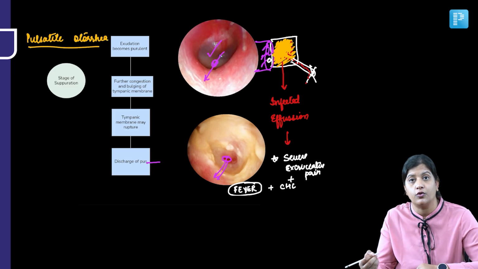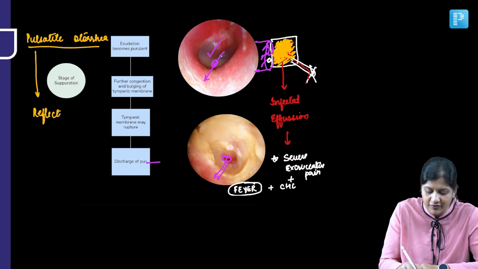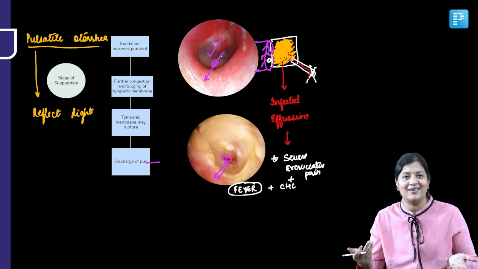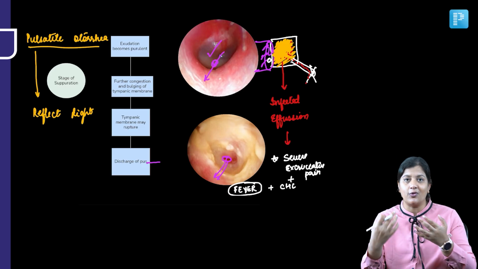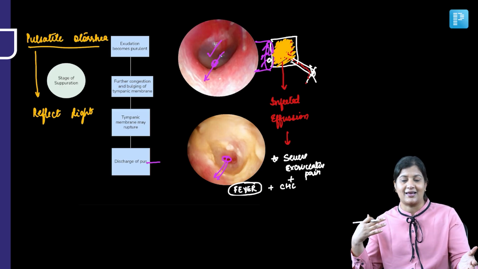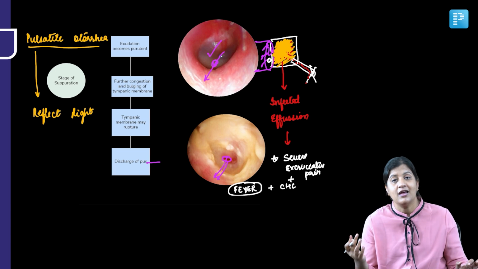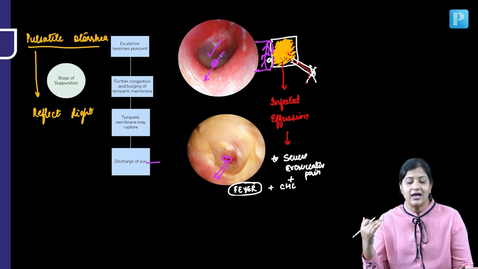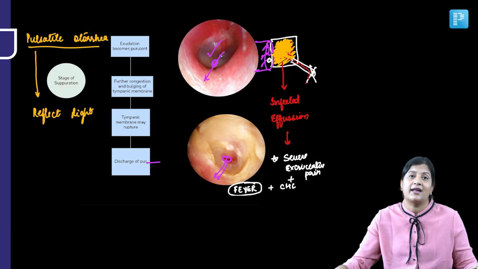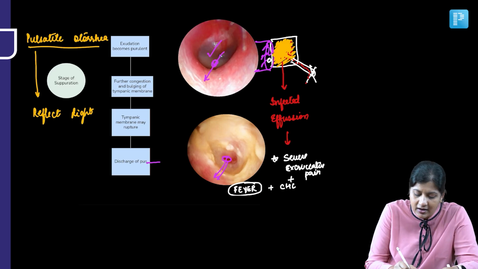This pulsatile otorrhea will reflect light. So what will happen? It will reflect light. How does it reflect light? Because you're wearing a headlight and examining the ear. So when you're examining the ear, the pus is coming in a pulsatile form. So when the bout of pus comes, you'll get a light reflection back. And the next moment, there is no bout of pus, so you don't get a light reflection back. So you get a reflection and then no reflection, a reflection and then no reflection. That condition, we call it pulsatile otorrhea. And if it reflects light, we call that sign the lighthouse sign.